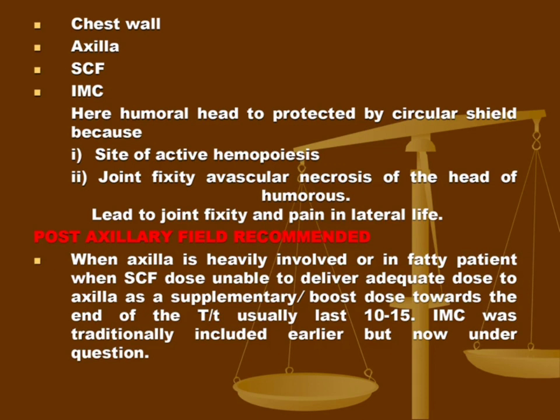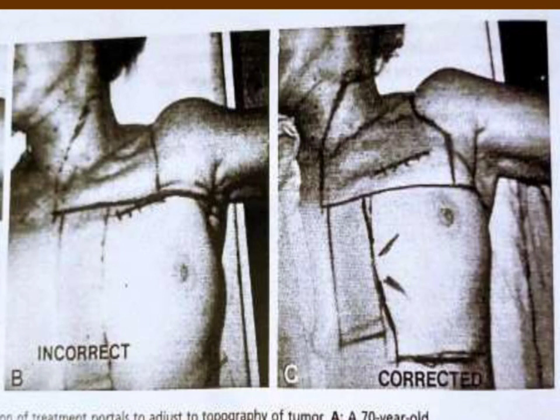Posterior axillary field is recommended when the axilla is heavily involved, or in a fatty patient where the SCF field is unable to deliver an adequate dose to the axilla. It is given as a supplementary or boost dose at the end of the treatment, the last 10 to 15 fractions. The internal mammary field was traditionally included earlier, but is now under question.